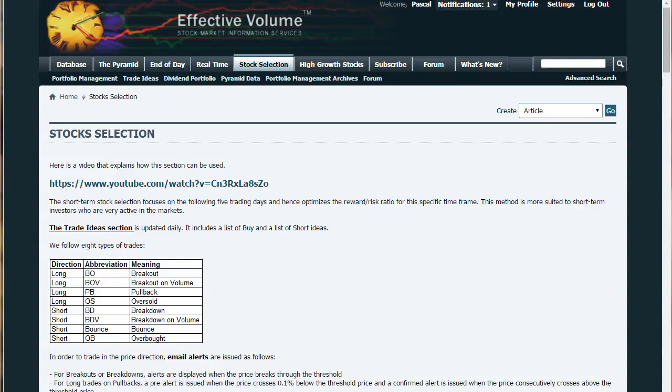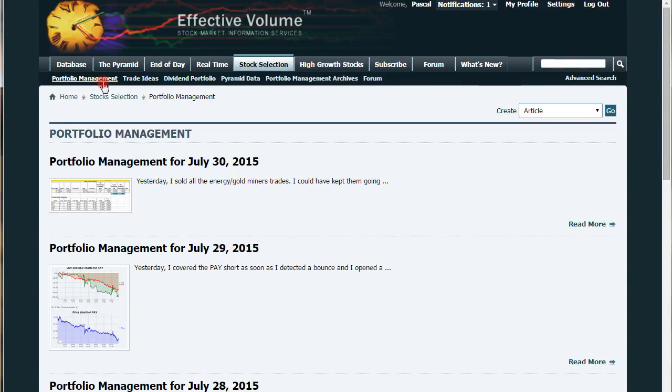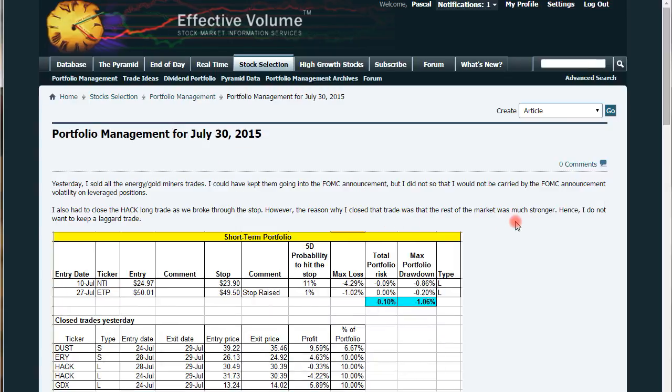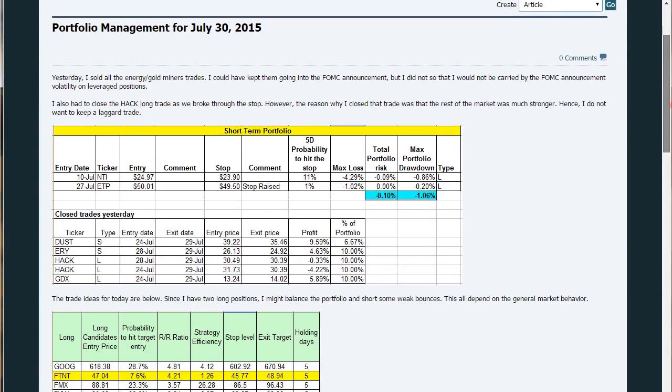Welcome back. In today's video, I want to talk about the difference between the portfolio and the trade IDs. If we click here on the portfolio, we can see that we reach the different articles that I post every day regarding my own portfolio. Here is a table that I edit every day, which is made of two parts.